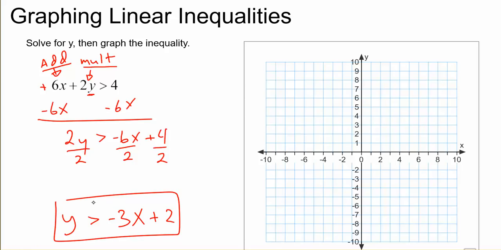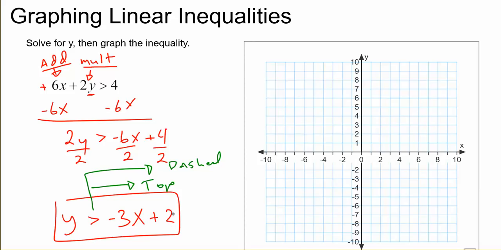The symbol is going to tell me two things. First, the symbol is going to tell me that we're going to use a dashed line because we don't have the equal sign. And second, we're going to shade on top because we're open to the y. We're saying y is greater than negative 3x plus 2.